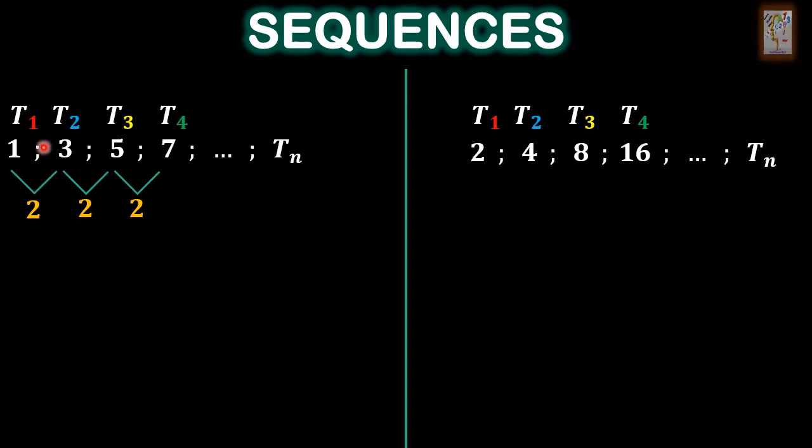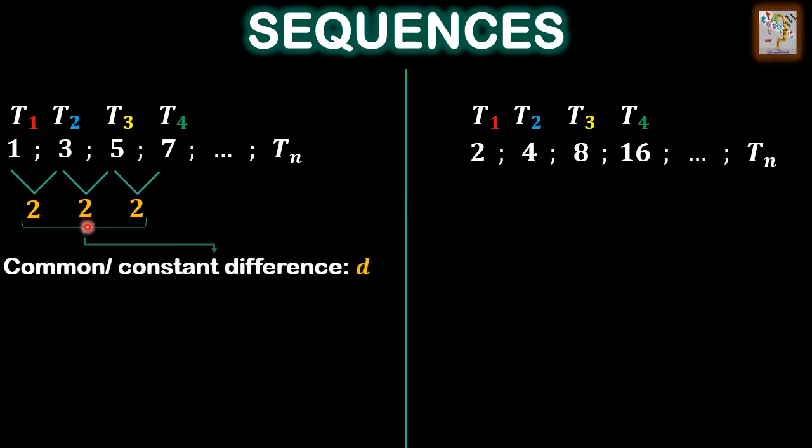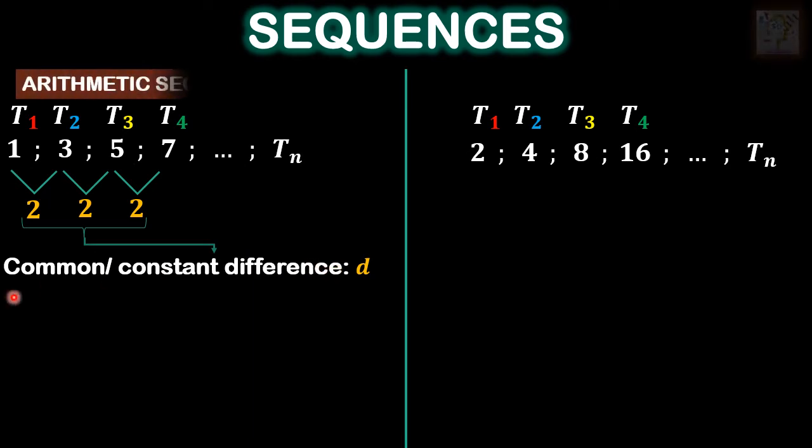So as long as you have a sequence whereby the difference between successive terms is constant, or is the same, then we can say that is a common difference, a constant difference. And any sequence that has a common or constant difference, you know you're talking about the arithmetic sequence.